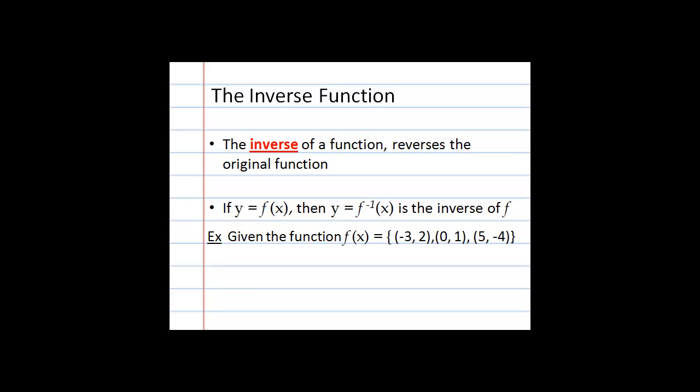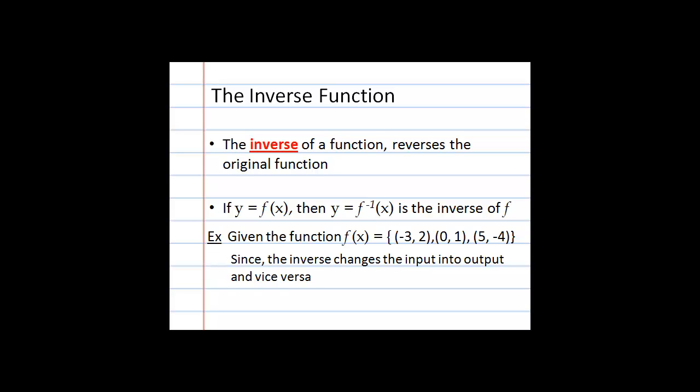This may make a little more sense with an example. If I give you the function f of x and it has a set of 3 coordinates, since the inverse reverses the function, the x values become y values, and vice versa, the y values become x values. Essentially we're taking the input and it becomes output, and the output becomes input. So we're going to switch input for output and vice versa.